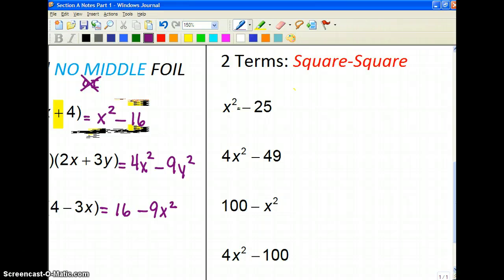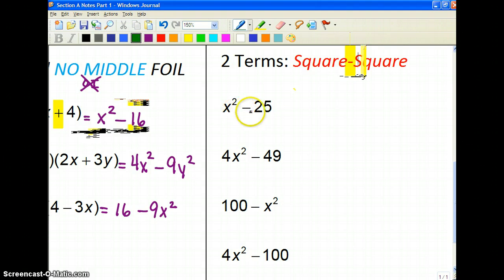Another way to think about it is square minus a square. So a square term minus a square term. It only works if it has a minus sign. If there's a plus sign there, you will not be able to factor it. Again, if you check these answers, you always get a minus sign. So we have to have the minus sign.